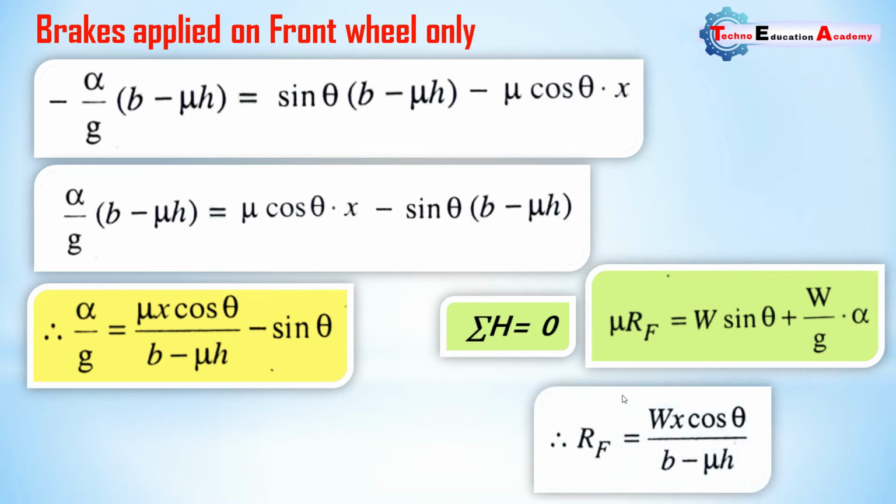We are getting Rf equal to Wx into cos theta upon b minus mu h. Here you can see that this is the value of alpha by g. Here we put the value of alpha by g. So W sin theta, and whenever it is multiplied with the W term, it is minus W sin theta, so it is cancelled out. So we are getting this term, Rf equal to Wx into cos theta upon b minus mu h.